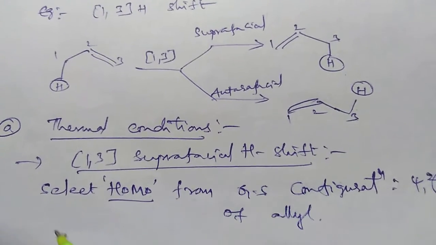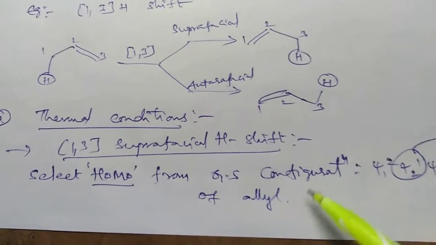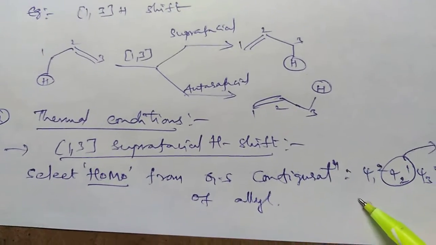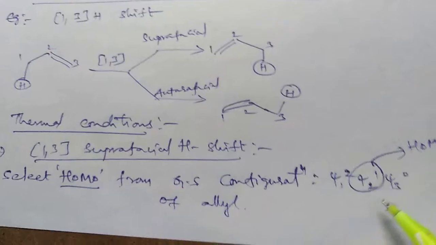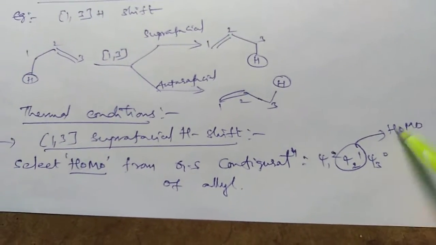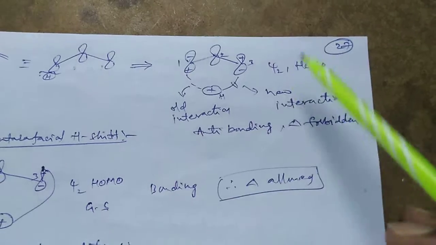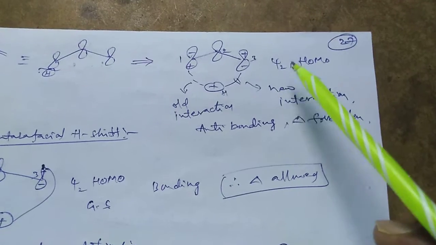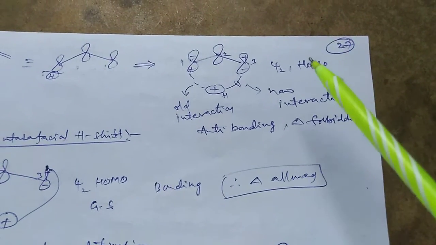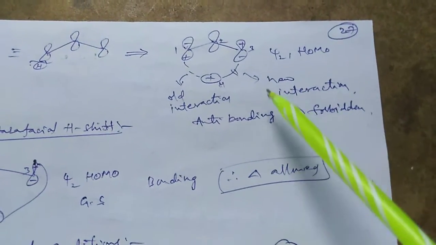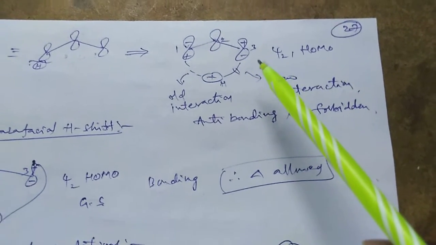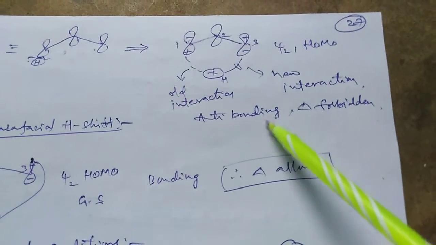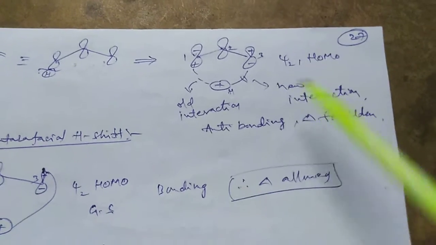Now you have to select the HOMO from the ground state configuration. Psi1 has 2 electrons, Psi2 has 1 electron, Psi3 is equal to 0, where Psi2 is the HOMO. Psi2 molecular orbital is the HOMO for the above system. The new interaction developed is an anti-bonding interaction, thermally forbidden.